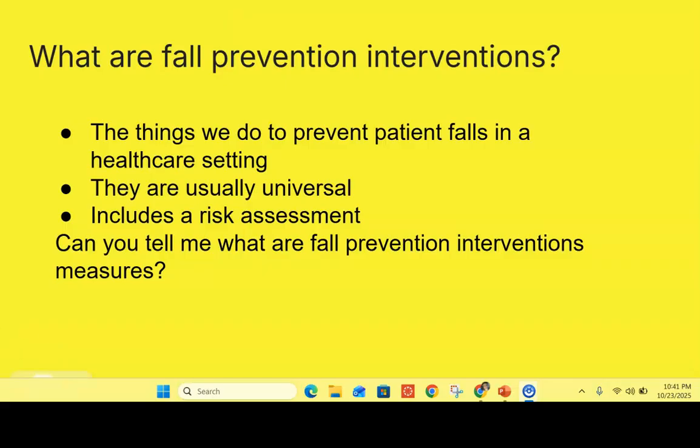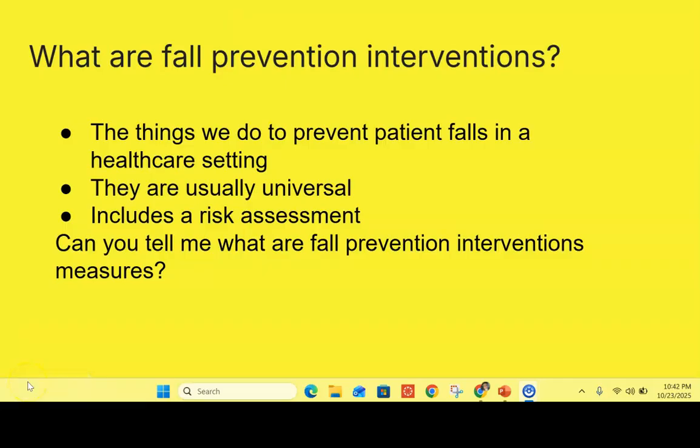Keep non-slip, comfortable, well-fitting footwear on the feet. Use night lights or supplemental lighting. Keep floor surfaces clean and dry. Clean up any spills promptly. Keep patient care areas uncluttered. Follow safe patient handling practices.